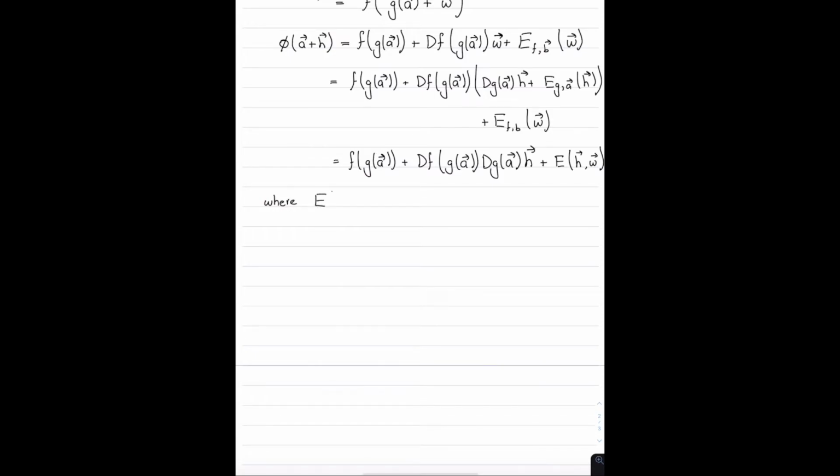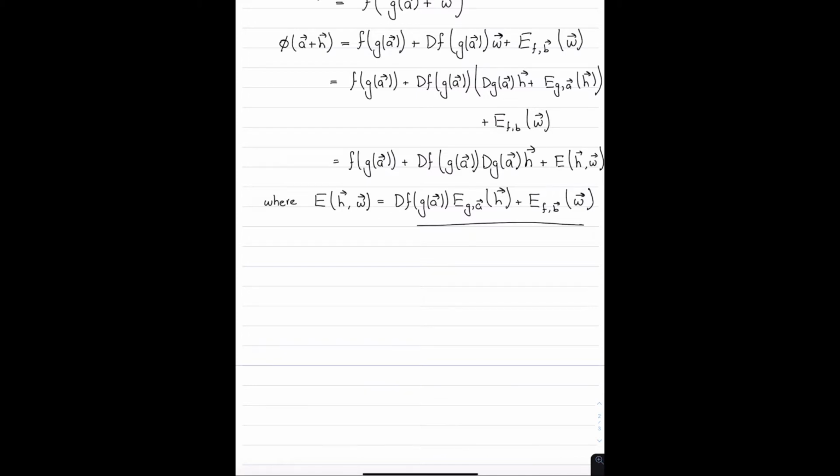So where e of h comma w is equal to the derivative of f evaluated at g of a times one of the error terms, when we're evaluating g at a, plus the error term when f is being approximated at b, I should say. And this is just coming from multiplying these two together and this error term right here. So now what we need to show is that both of these terms go to 0.